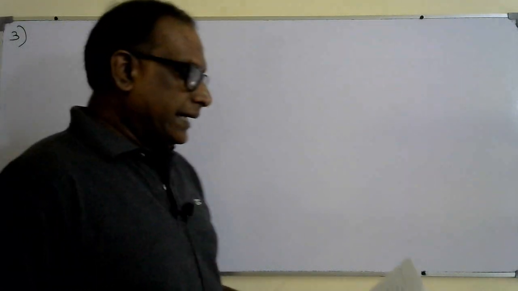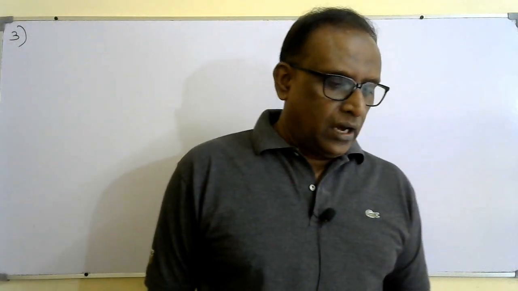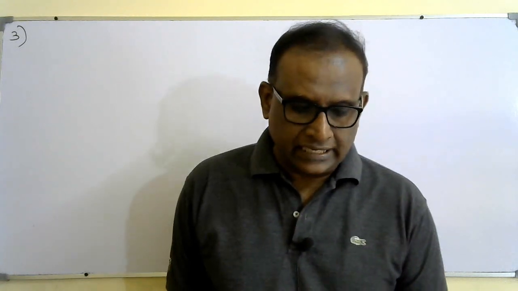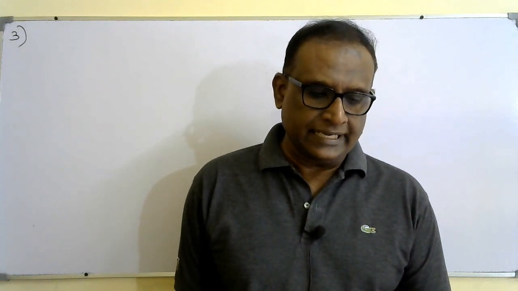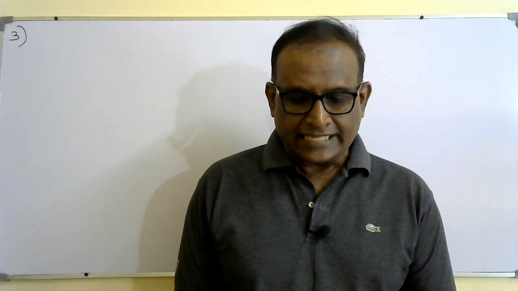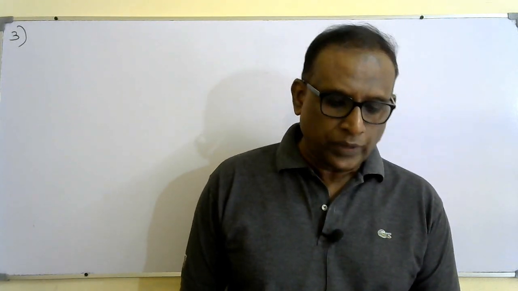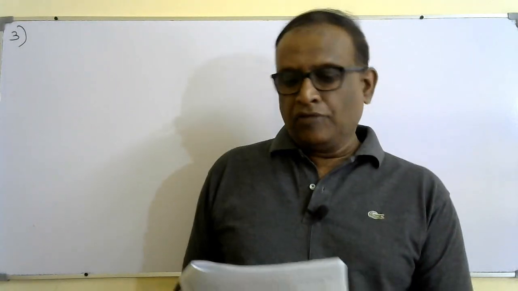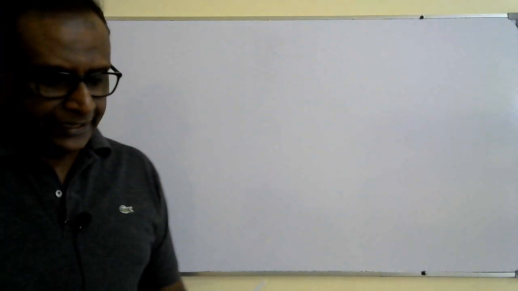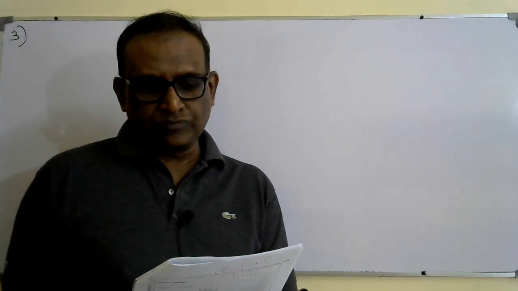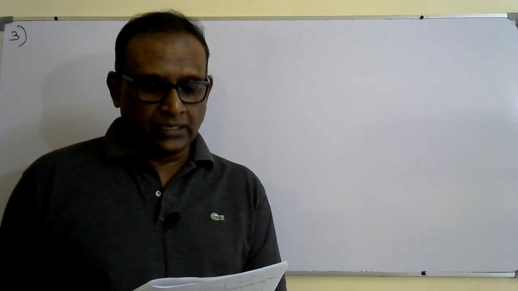Okay, question number 3. A particle P is moving along a straight line. At time t seconds, P is a distance x meters from a fixed point O on the line and is moving away from O with a speed 50 over 2x plus 3 meters per second. Find the deceleration of P when x equals 12, is the first part.